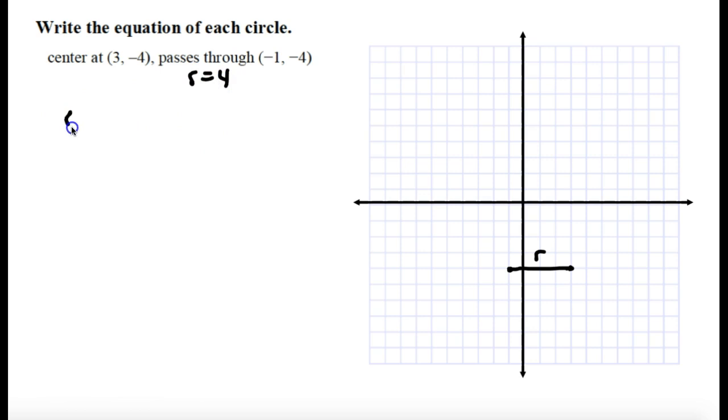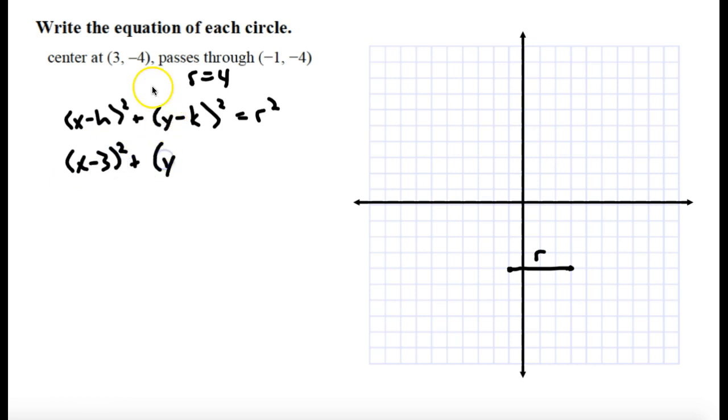So now I can plug that information into this formula. The equation of this circle is going to be (x - 3)^2 + (y + 4)^2, since y minus negative 4, squared, equals my radius of 4 squared, so 16.